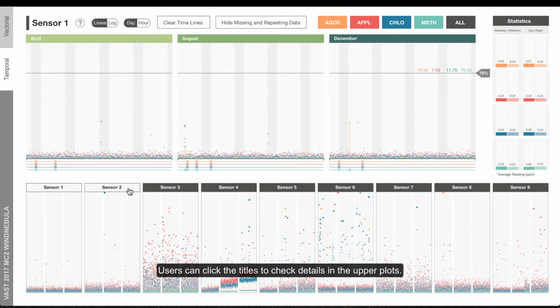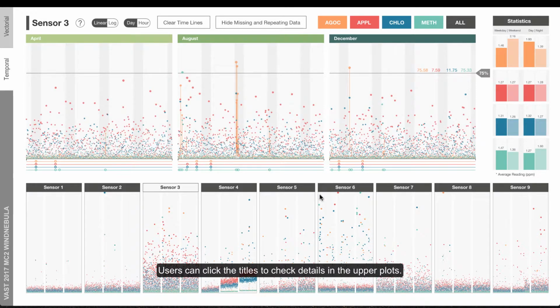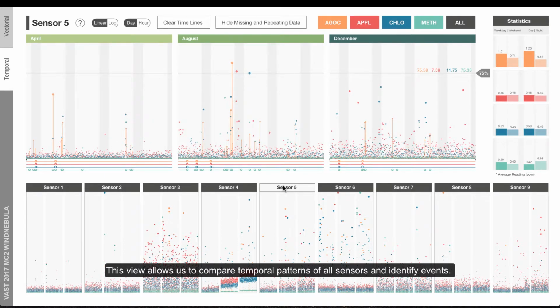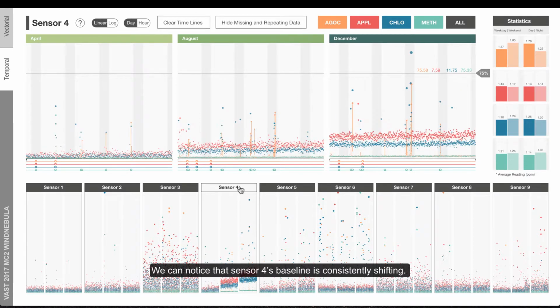Users can click the titles to check details in the upper plots. This view allows us to compare temporal patterns of sensors and identify events. We can notice that sensor 4's baseline is consistently shifting.